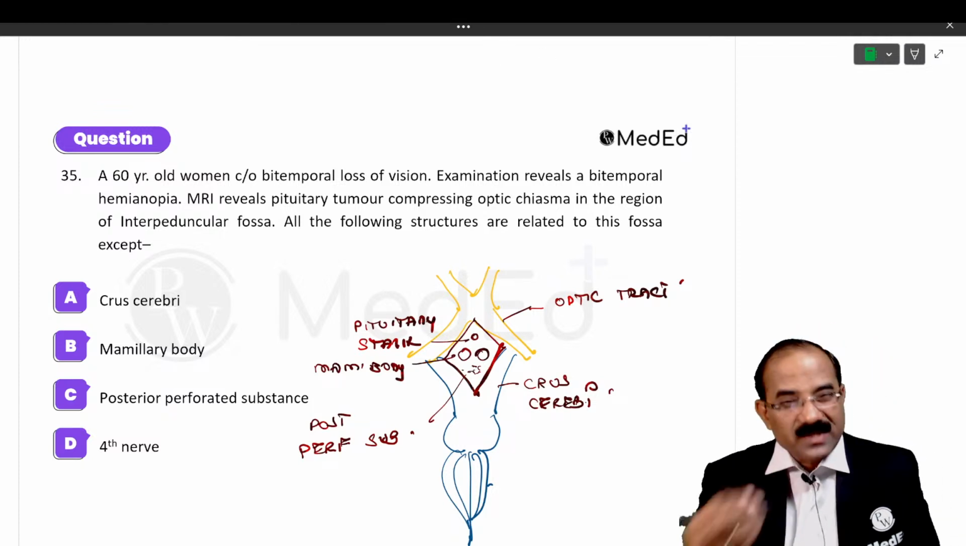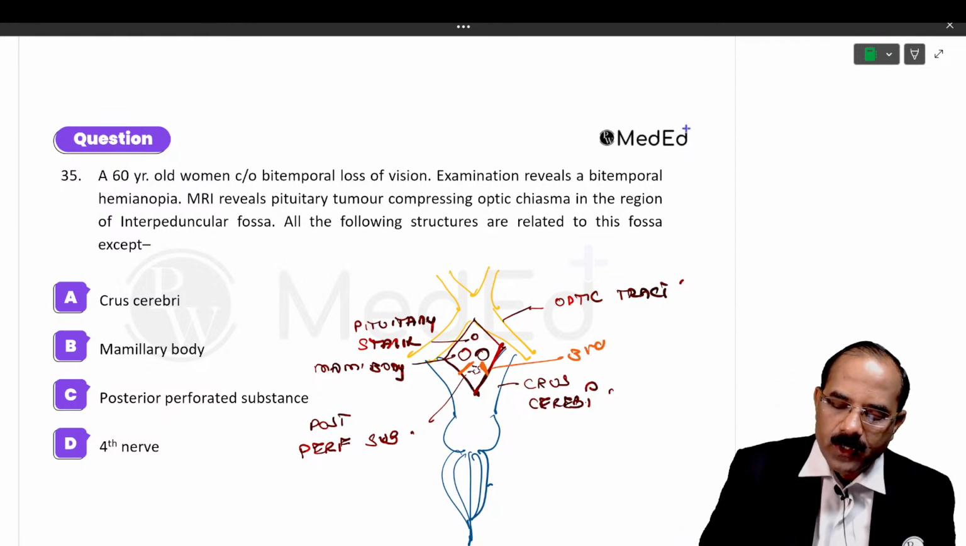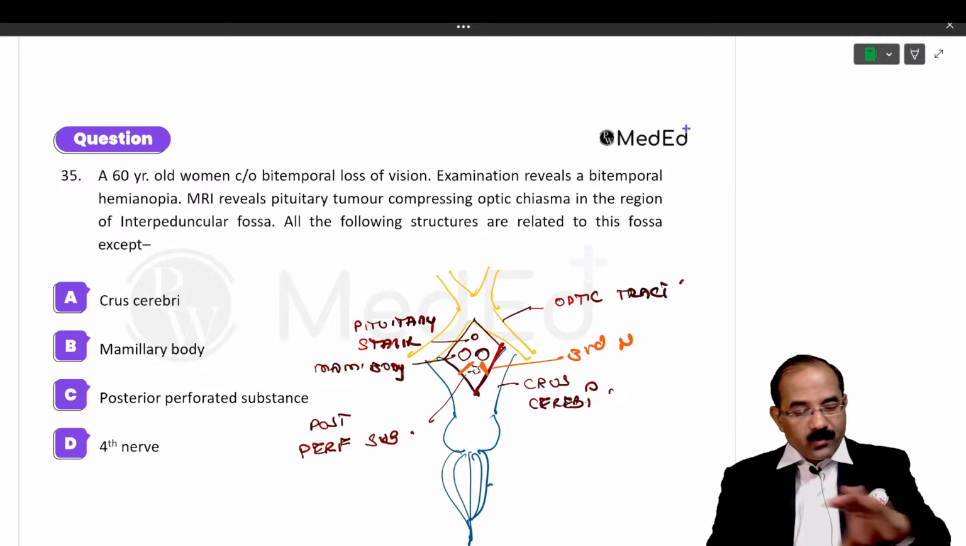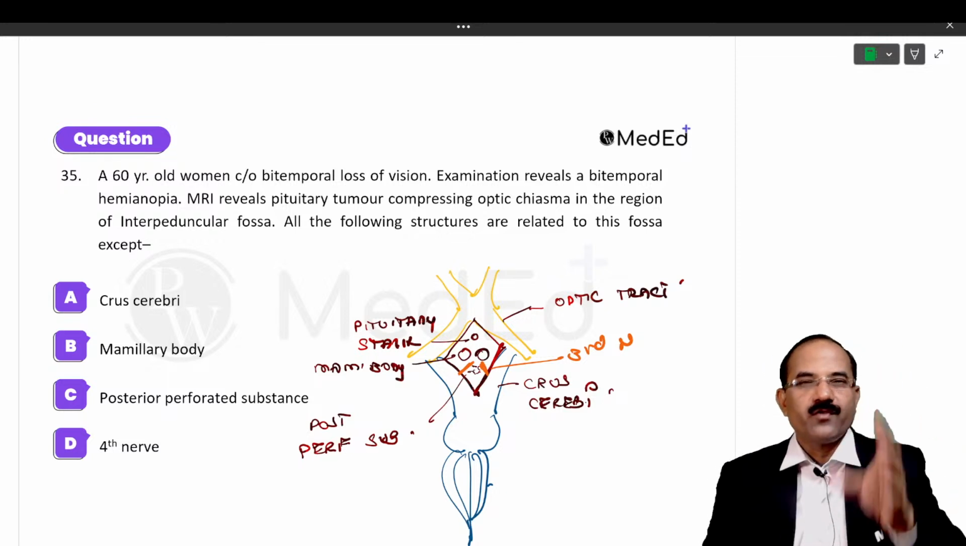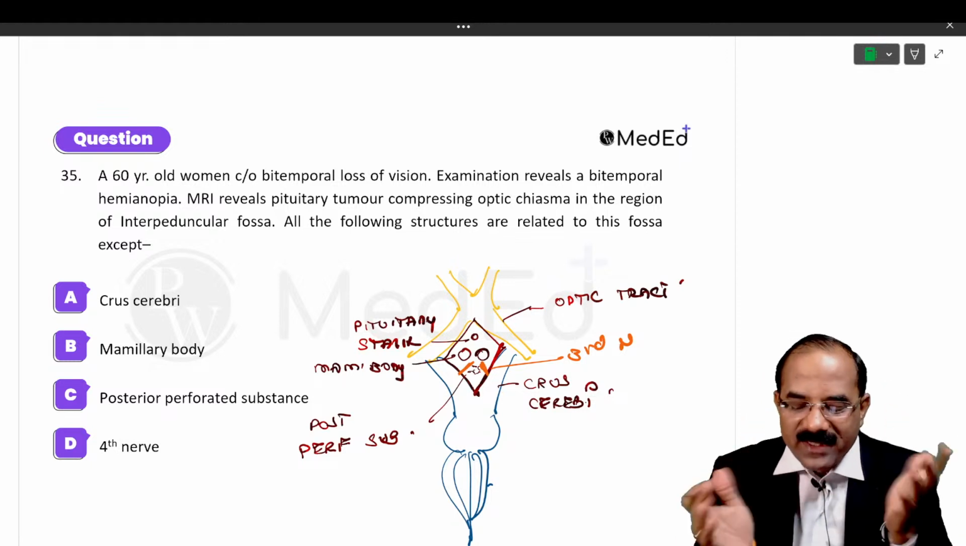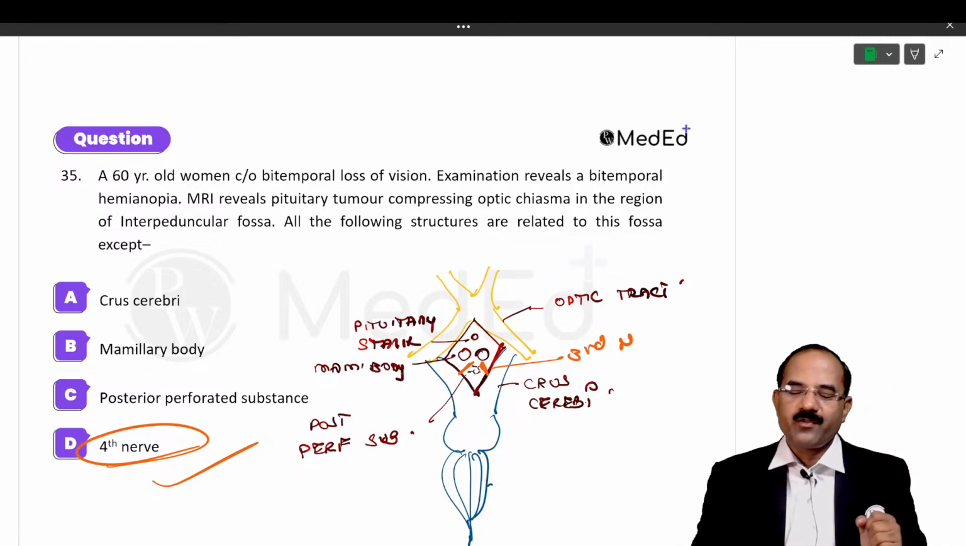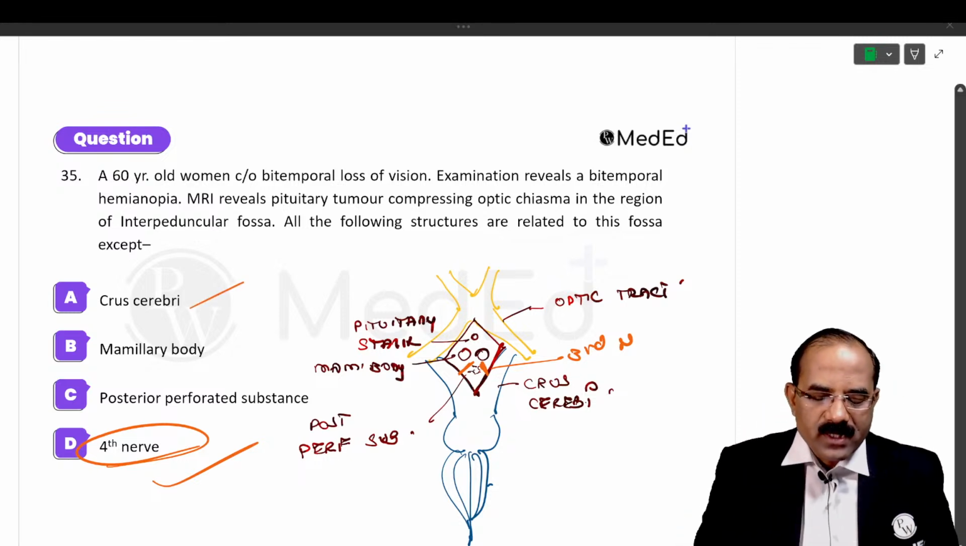बच्चों, why are we discussing this so much? इसके अंदर कौन होता है? ये कौन है? That's the third nerve. Third nerve होता है and circle of Willis होता है. Third nerve and the circle of Willis lies in the interpeduncular fossa. Who does not lie in the interpeduncular fossa is the fourth nerve. Fourth nerve नहीं होता है interpeduncular fossa में.